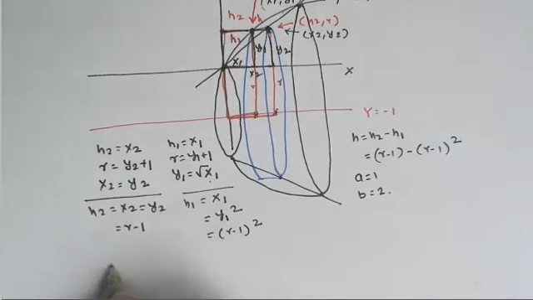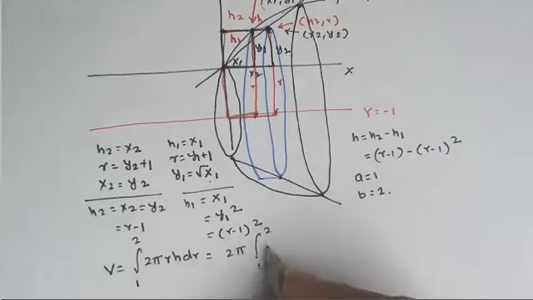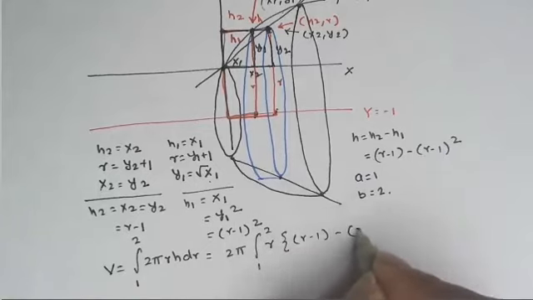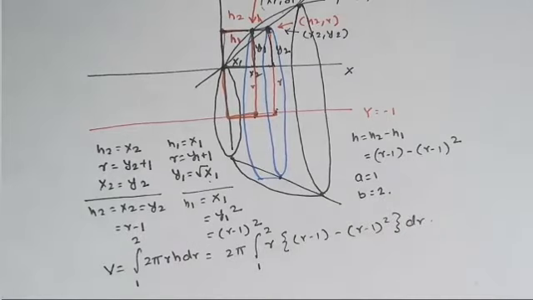And so now the volume is the integral from 1 to 2 of 2 pi r h dr, which is 2 pi times the integral from 1 to 2 of r minus 1 times (r minus 2) squared dr. And that integral is exactly the same integral as in example 1, and you can look at that example and see how we do that.